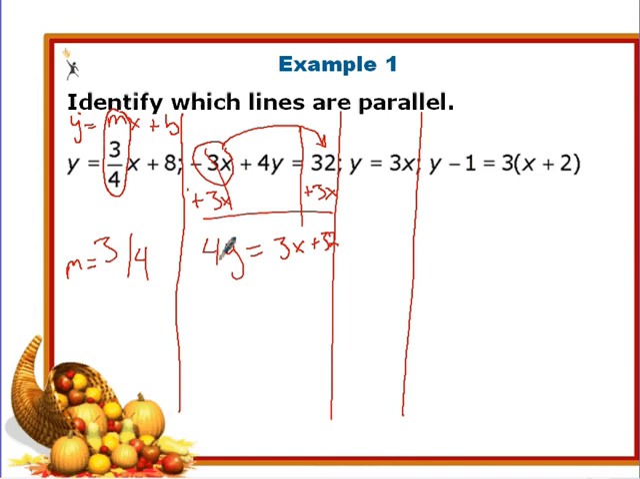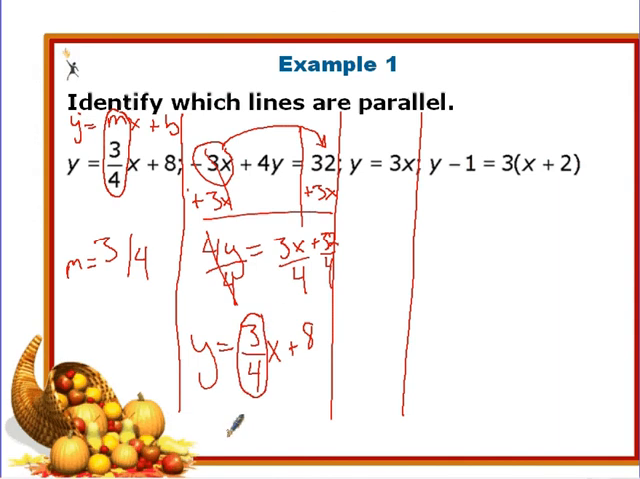Then we still want to get that 4 and the y apart. They're multiplied now, so we'll get them apart with division. Everything gets divided by 4. Those 4's cancel out. y equals 3/4. Leave that as a fraction. Fractions are always better when you're doing lines. 3/4 x plus, and 32 divided by 4 is 8. Slope is the number in front of the x, so our slope here is 3/4.